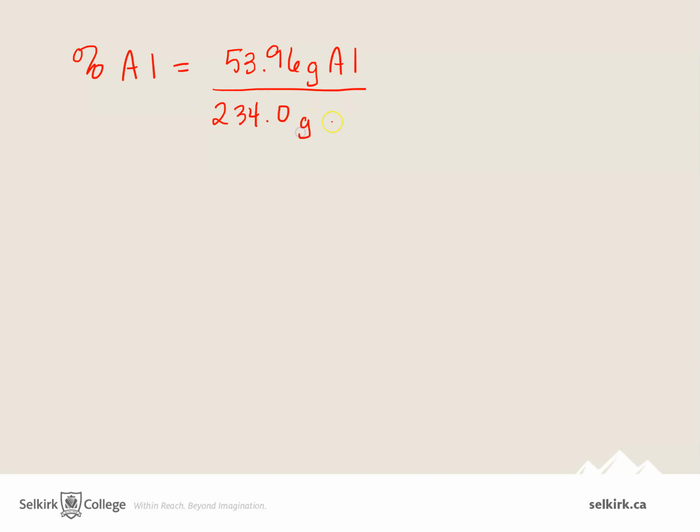I'm going to find first the percent aluminum. And I remember, I didn't memorize because it makes sense to me, that the percentage of anything is the mass of that thing, the mass of aluminum that we found from the previous slide, 53.96 grams of aluminum, divided by the mass of the total, the whole compound, aluminum carbonate, which we also found on the previous slide.